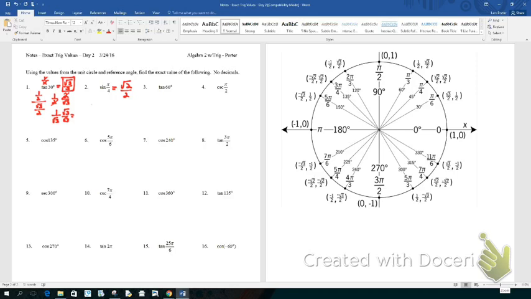Tangent of 60 degrees. So tangent is our y value over our x value. I will list that again, y over x. I want you guys to hear that, see that, think that, dream about it at night.